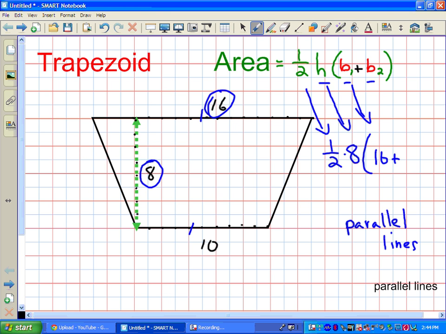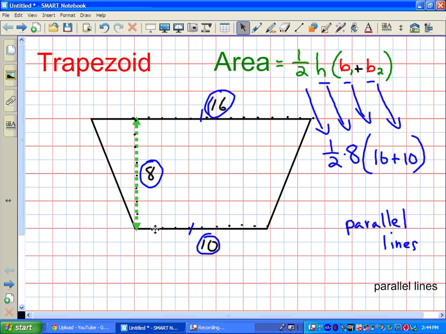And our B2 could be 10. Now, you could replace 16 and 10 because if you actually flip this whole figure upside down, the 16 would be on the bottom and the 10 would be on top, so it doesn't matter. Okay, let's get rid of my parallel lines here, and let's do the math.